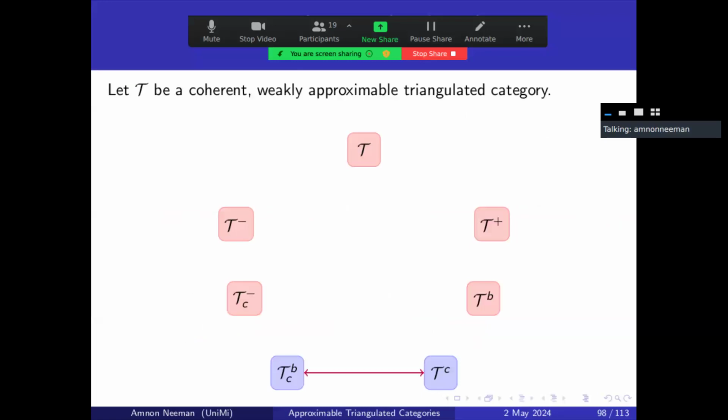And now you can ask about all the others. So I've told you from this old theorem that you can pass back and forth between TC and TBC. And you can wonder, what about all the others? So recent work with Canonaco and Stellari says that you can always go down. So there's a recipe which takes any of the subcategories in the tower and in purely triangulated terms describes all of its subcategories.